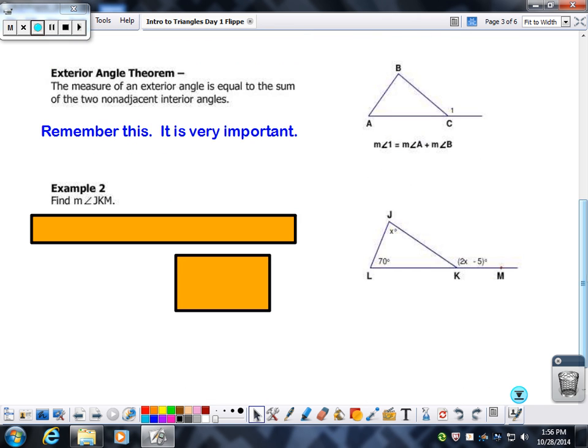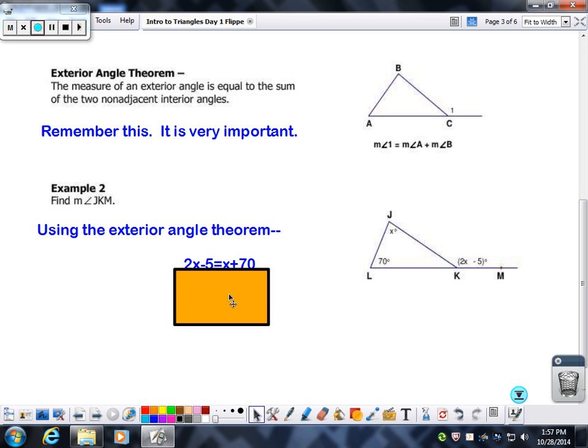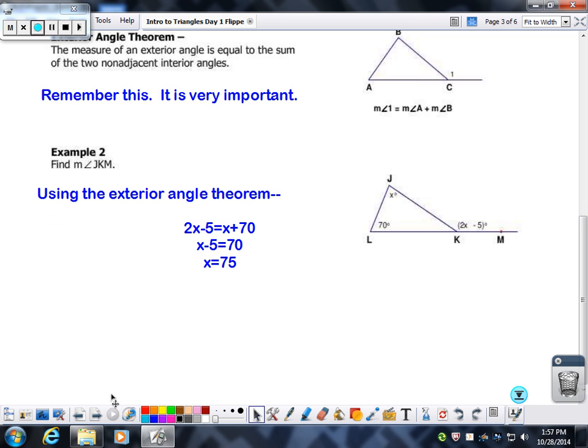Here's an example for us. We know that angle J is x degrees, angle L is 70 degrees, and angle JKM is 2x minus 5. So we're going to use the exterior angle theorem because we have the exterior angle, which tells us that 2x minus 5 is going to equal x plus 70. If we subtract x over, we'll get x minus 5 equals 70, and then we add 5, we get x equals 75. Make sense? I hope so.